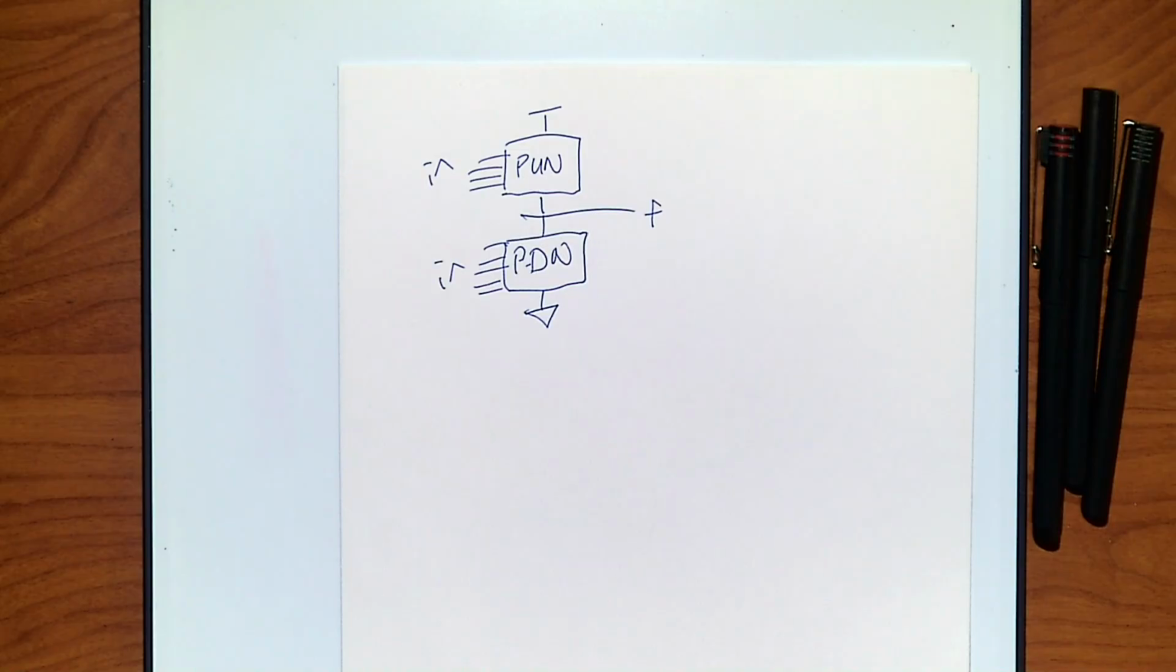but it has nothing to do with the fact it's pulling down. What are these networks made of? One is P and one is N. One's PMOS, one's NMOS. Which one's PMOS? The pull-up network. Therefore, leaving NMOS for the pull-down network.